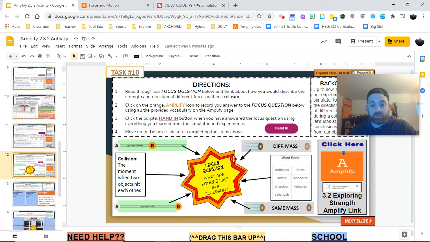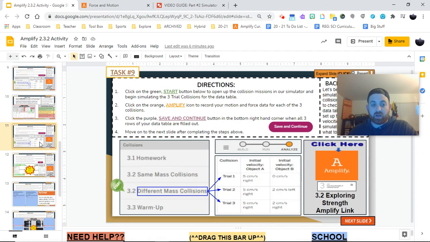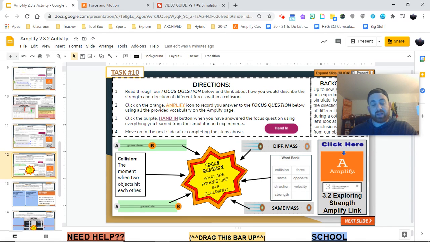We're really going to take this big focus question, what our force is like in a collision, and we're going to pull in everything we did. So make sure if you get done with this step, we have everything done, saved, and continued before this next part, task 10, okay? If you have questions, reach out. Otherwise, good luck.